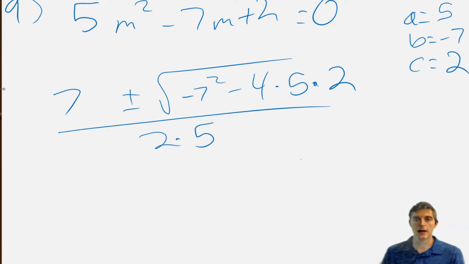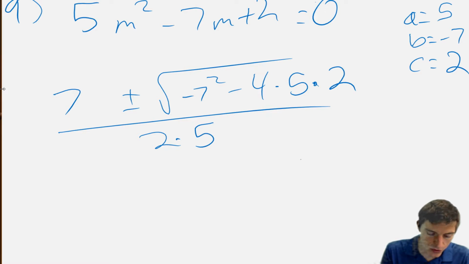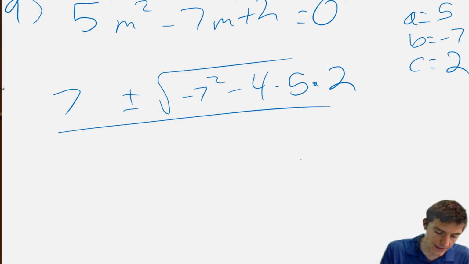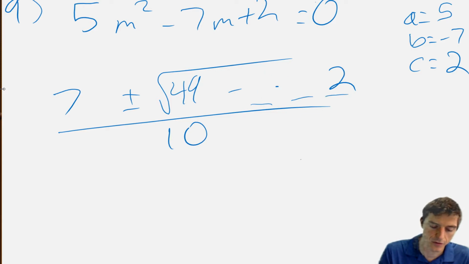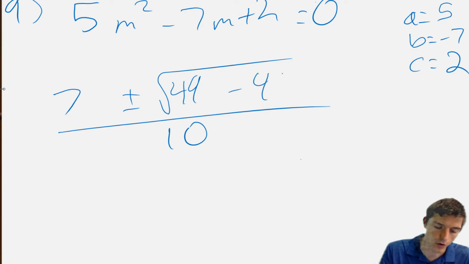Now there's a couple of easy spots for me to do some simplification. The bottom, 2 times 5, is 10. Negative 7 squared is negative 7 times negative 7, which is a positive 49. And 4 times 5 is 20, times 2 is 40. So that 4ac bit is just 40.